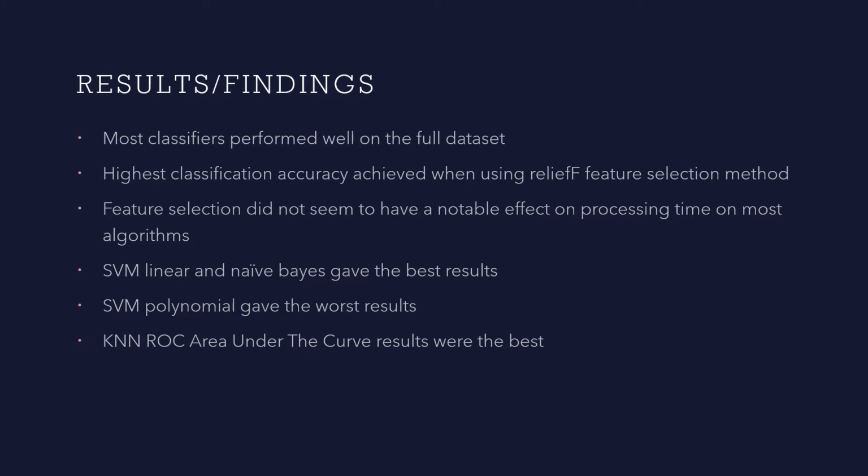SVM linear and naive Bayes gave the best results. SVM polynomial gave the worst results, and then the KNN ROC area under the curve results were the best.